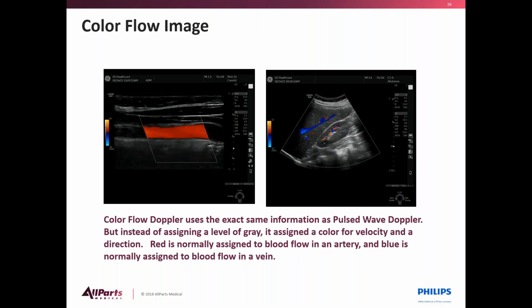Color flow Doppler uses the exact same information as pulse wave Doppler does, but instead of assigning a level of gray, it assigns a color for velocity and a direction. Red is normally assigned to blood flowing in an artery, and blue is normally assigned to blood flowing in a vein.